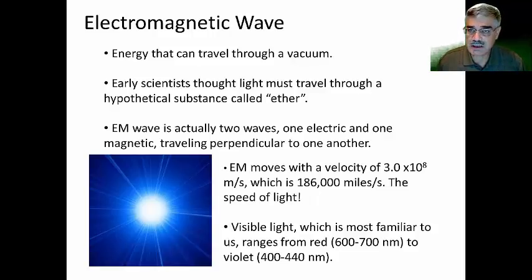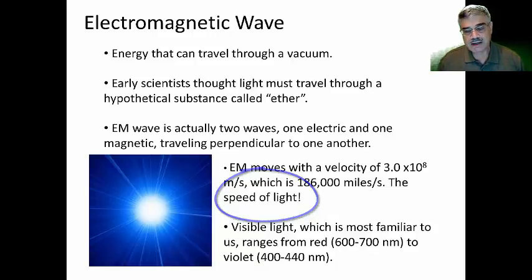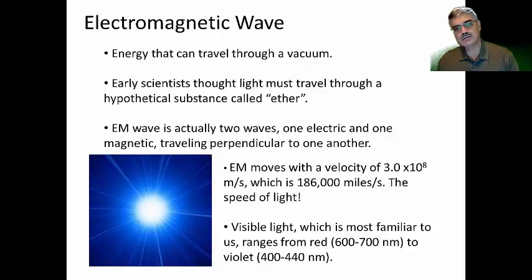An important feature of electromagnetic waves is that they move with a velocity of 3 times 10 to the 8th meters per second. And in fact, light, or an electromagnetic wave, moves as rapidly as is physically possible. Now, 3 times 10 to the 8th meters per second corresponds to 186,000 miles per second. This is what we call the speed of light. Now, to give you an idea, the Earth is 93 million miles from the sun. It takes a little over 8 minutes for light from the sun to travel to Earth.